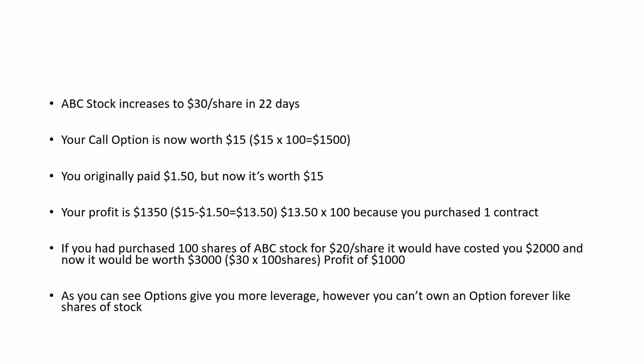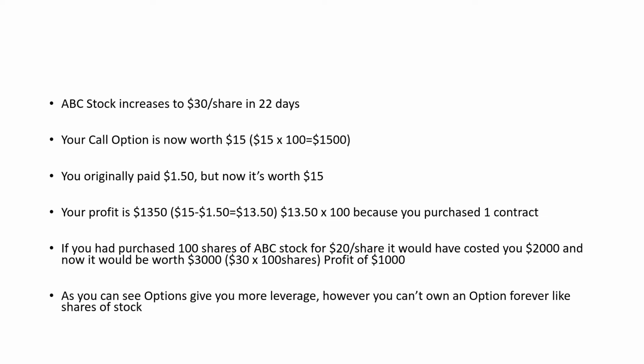The $15 minus your $1.50, and remember we're talking about one contract, so you're going to do times 100. So that's $13.50 times 100 because you purchased the one contract. Now, let's say you have purchased 100 shares of ABC stock without using options, so you just purchased it outright. That 100 shares times $20 a share would have cost you $2,000, and now it would be worth $3,000 because now it's $30 a share times 100 shares. Now your profit would be $1,000.